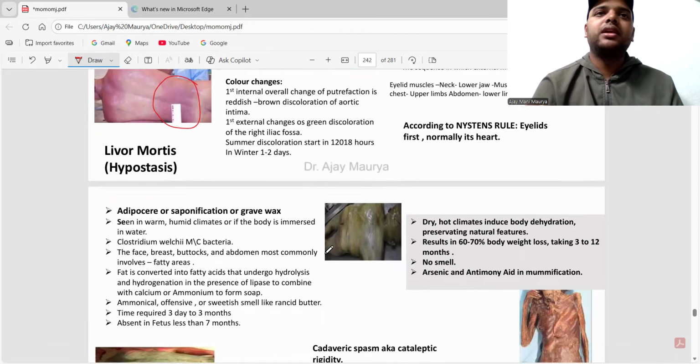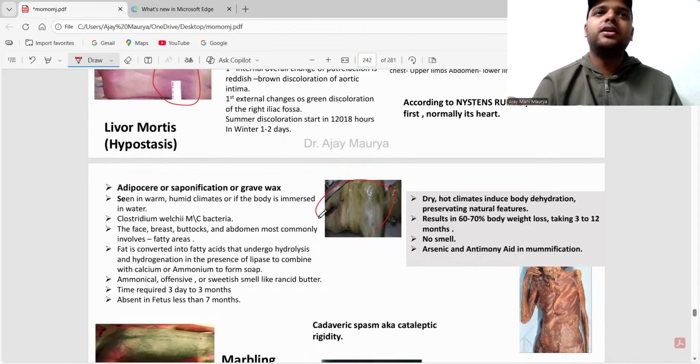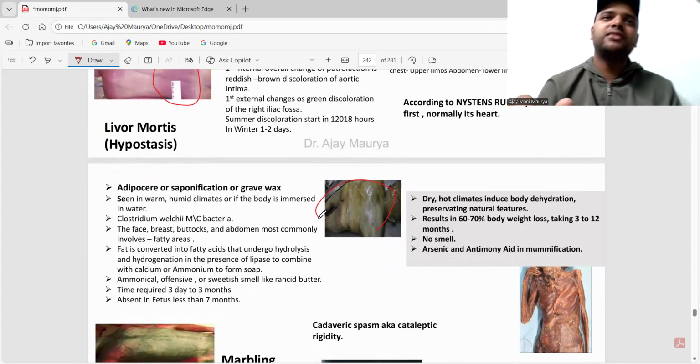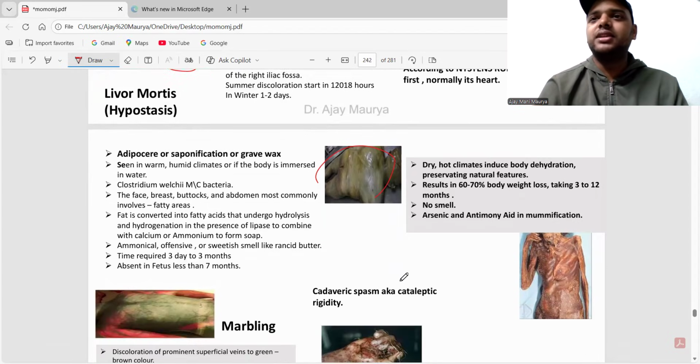Okay, next one. This is adipocere. This is adipocere. This is our saponification. This is mummification.